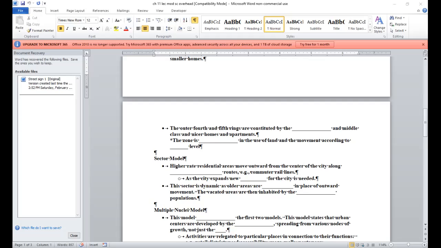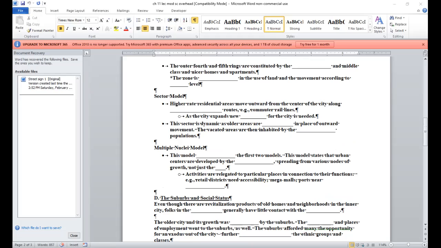Take a look at the sector model on the same page. As I said earlier, not a whole lot of difference, but there are some differences. In the sector model, higher rate residential areas move outward from the center of the city, as in the concentric zone model. But here it's along transportation routes, commuter rail lines. So as the city expands, new housing for the city is needed. This sector is therefore dynamic as older areas are abandoned in place of outward movement. So the vacated areas are then inhabited by the lower income populations.